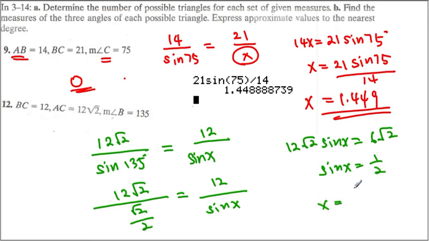Now then, what's the measure of the angle x? x can be equal to 30 degrees or 150 degrees. Now, can we have a 30-degree angle when another angle is 135? Yes, that's okay. How about 150? No, because they add up to be more than 180. So only one angle is possible.